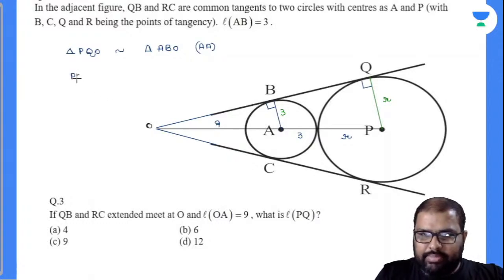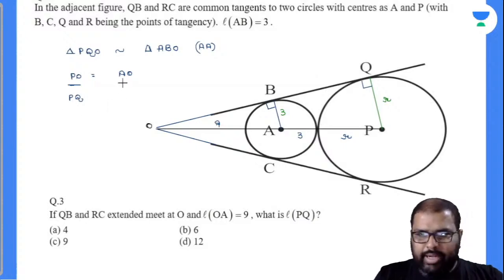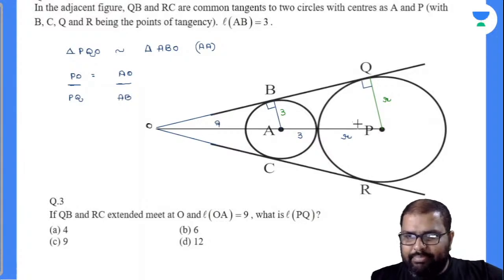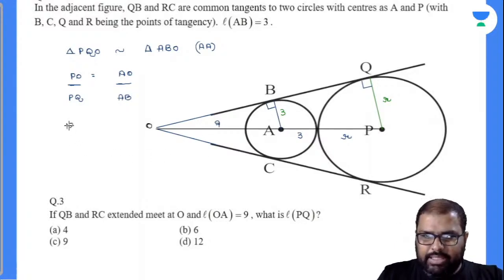PO length is similar to AO length because they reside on the same base. And automatically radius PQ will be similar to radius AB. Now what is PO length? PO length is 9 plus 3 plus R. Is it 12 plus R? Yes, it is 12 plus R.